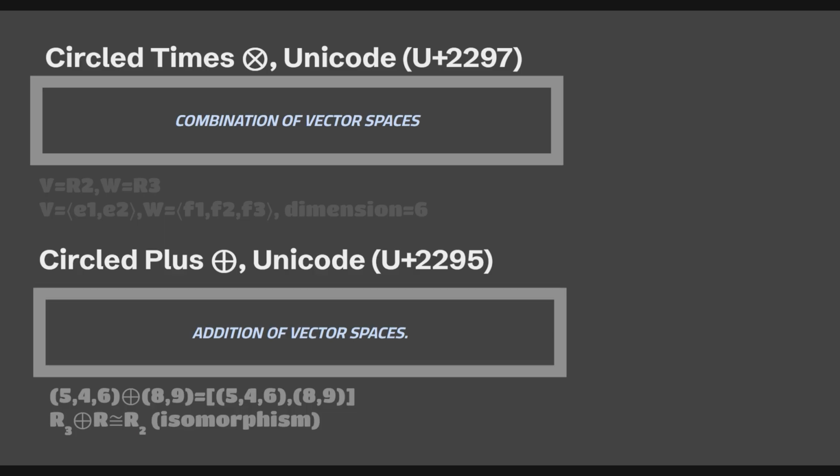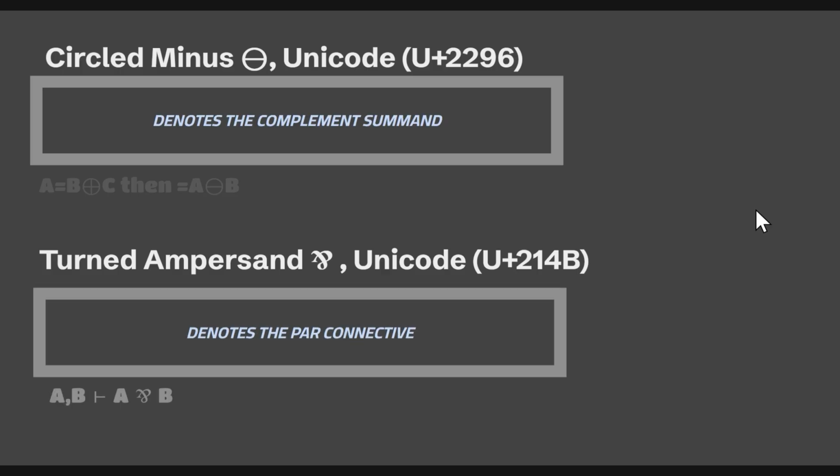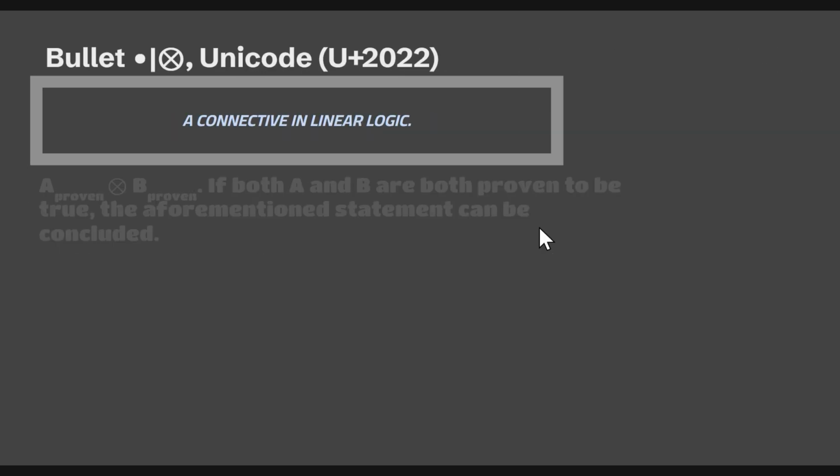Circle plus is the addition of vector spaces. For example, R subscript 3, circle plus R is isometric to R in the second dimension. Circle minus is non-standard, but it is sometimes used to denote the complement summing. Turned ampersand is used in linear logic to denote the par connective. Bullet symbol or tensor again is a connective in linear logic.